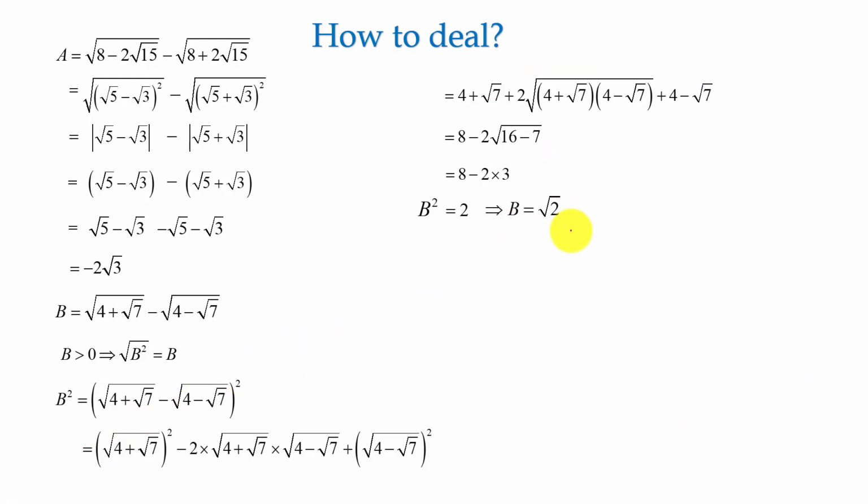So thus we can write A equals minus 2 square root 3 and B is square root 2, is our solution.